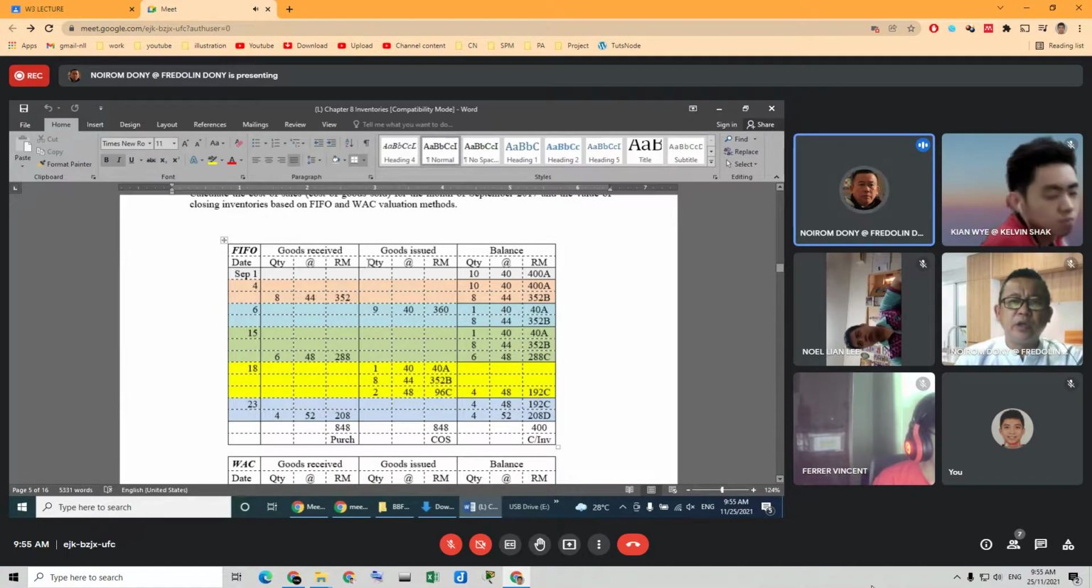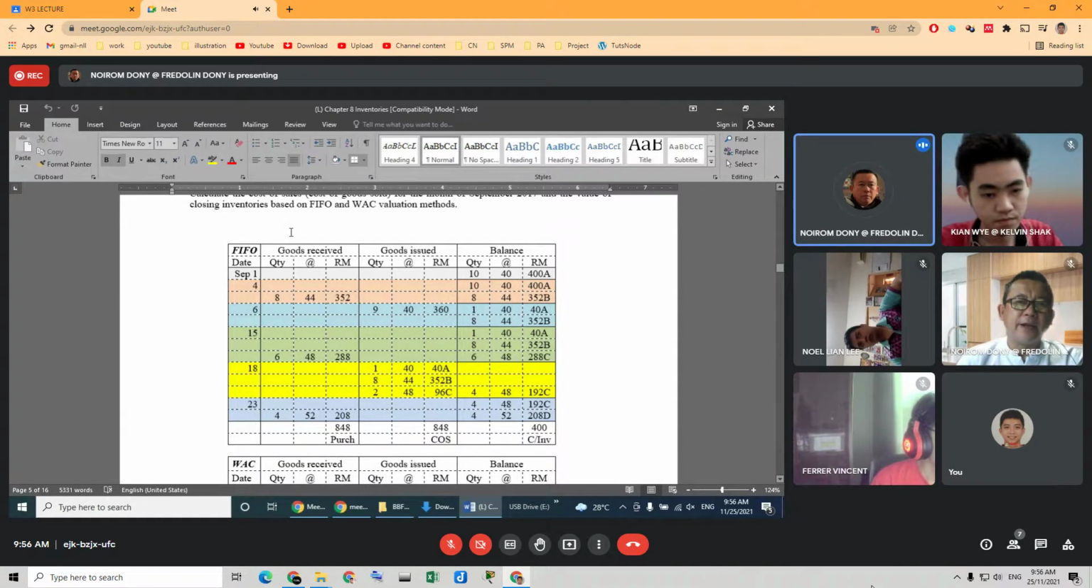I put QPV, QPV. But in your notes, they put it as quantity and RM. So it depends on you. Do you want to use this or QPV? All is acceptable. But for me, to easily remember, I use QPV. Q stands for quantity, P stands for price per unit, and V stands for the value, quantity times P.